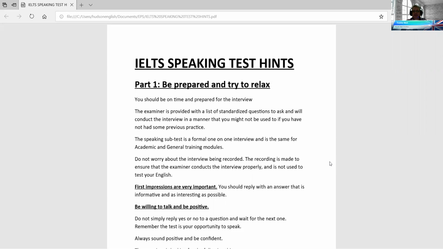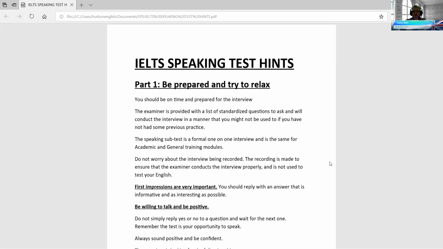Don't worry about the interview being recorded. The recording is made to ensure the examiner conducts the interview properly. It's not used to test your English. It's purely if you feel there was a problem with the test or the examiner, they can go back and check the tape. Periodically, they check the tapes to make sure the examiner is doing the test correctly. The questions in part 1 are on subjects like your leisure activities, your hobbies, your interests, your hometown.